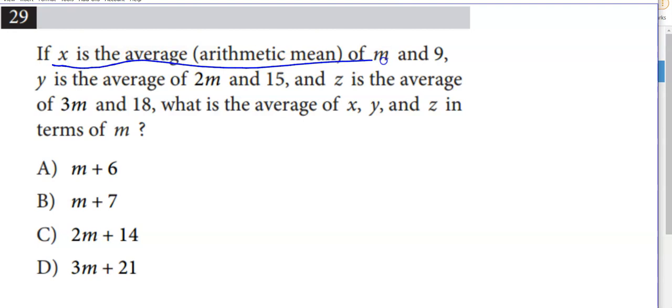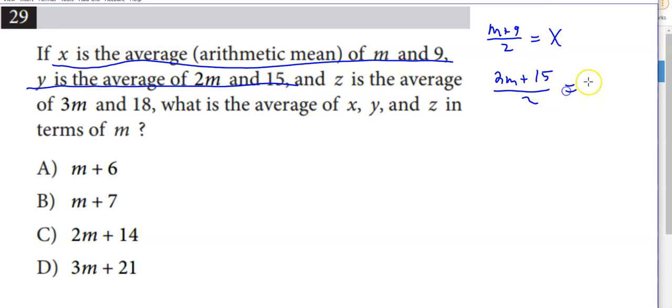X is the average of M and 9. So to average two numbers, you're going to add them up. M and 9, you're going to add them up and divide by 2. That should be X. Y is the average of 2M and 15. So to average those numbers, you're going to add up 2M plus 15 divided by 2 is going to equal Y. And Z is the average of 3M and 18. So if I add up 3M plus 18 divided by 2, I get Z.